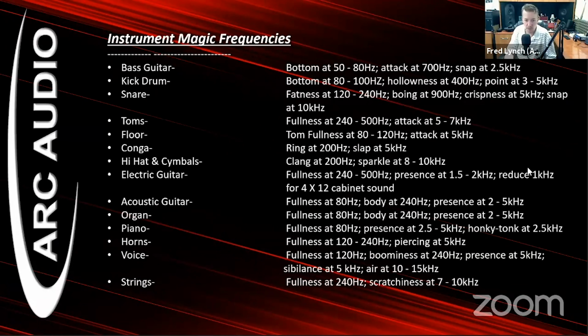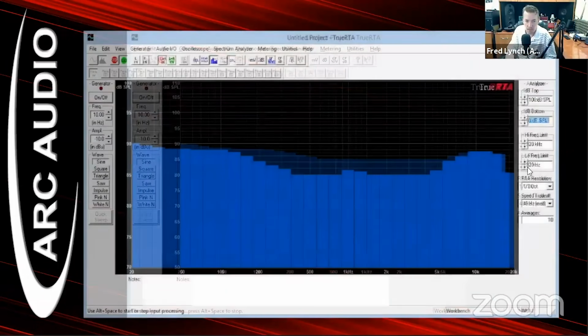The sibilance in a voice usually starts at 5K and goes up to about 10K. Some female singers, you're going to find it up around 10 and 12. And then you have the air of the system, or the openness of the system, which is usually affected between that 10 to 15K mark, which not every user can hear.